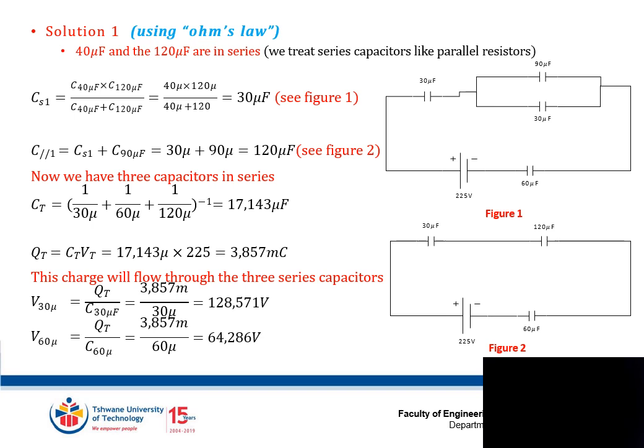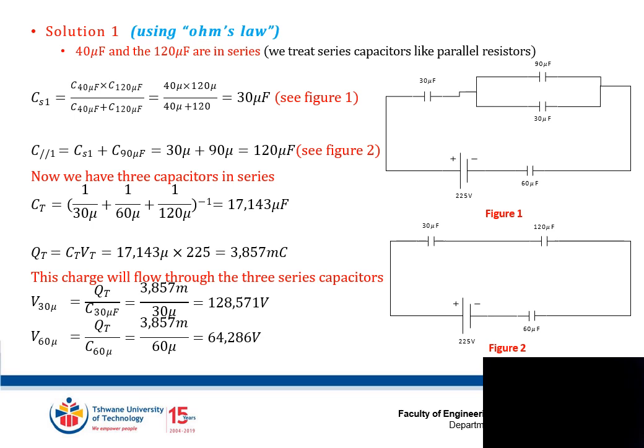So how do you simplify this? In capacitors, if they're in parallel, you add them. So 90 plus 30 will give us 120 microfarad. Then that leaves you with 120 in series with 30 and also in series with 60 microfarad connected to 225 volt. So now you have 3 capacitors in series.